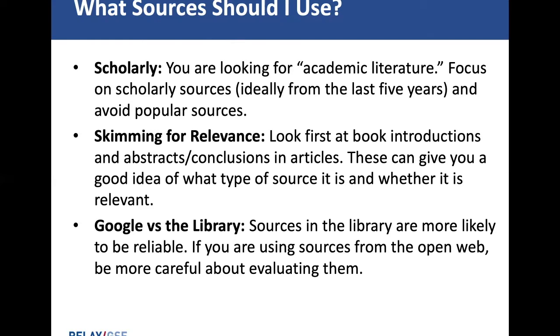And then finally, for your data narrative, sources in the library are more likely to be scholarly and peer-reviewed, which means that they are more reliable. Google, or even Google Scholar, can be a great place to find things like educational reports or statistics, but you'll also want to be much more careful in evaluating these sources to make sure that they're accurate and reliable.